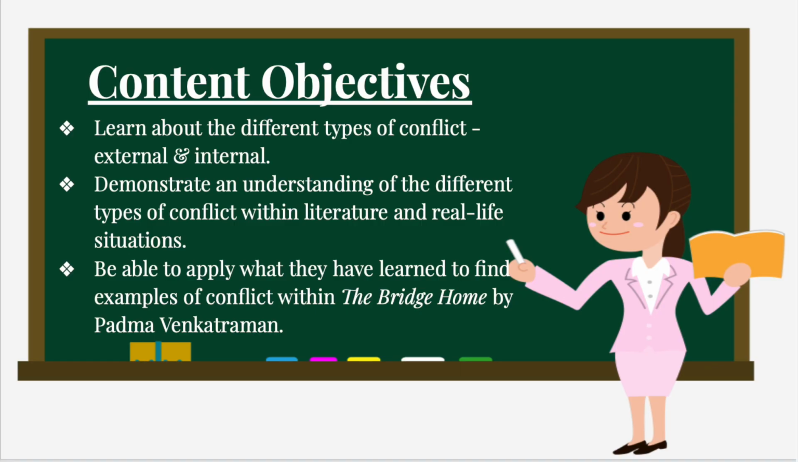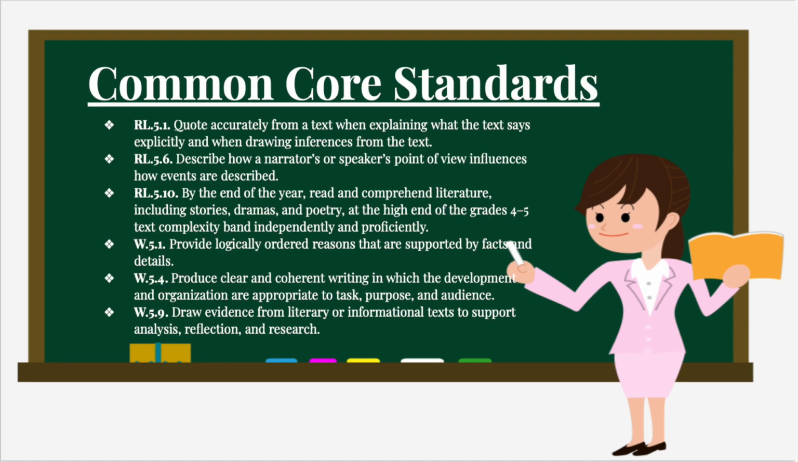For today's lesson, I have 3 content objectives. The first one is to learn about the different types of conflict, which are external and internal. The second is to demonstrate an understanding of the different types of conflict within literature and real-life situations, such as homelessness and poverty. The third is to be able to apply what they have learned to find examples of conflict within The Bridge Home by Padma Venkatraman. These are the Vermont Common Core standards used in today's lesson.